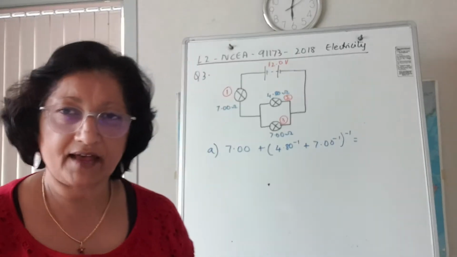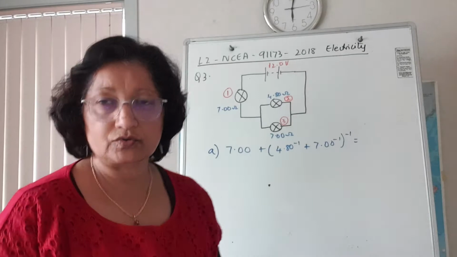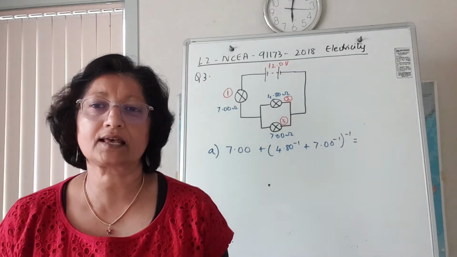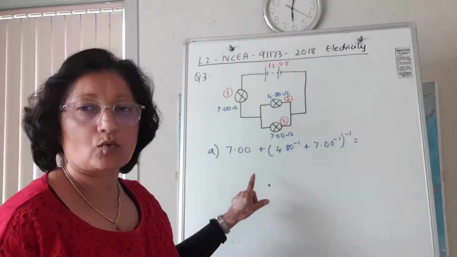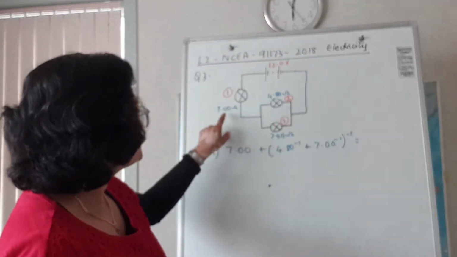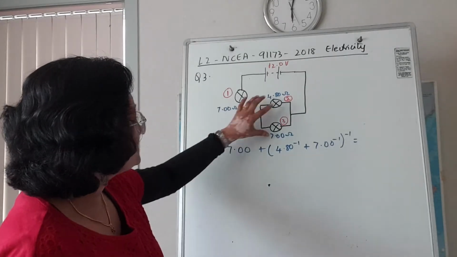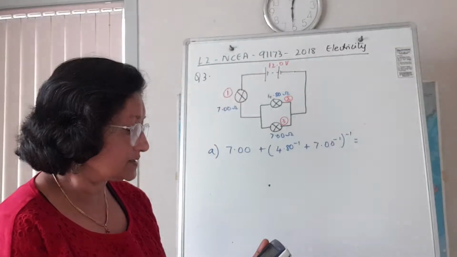Hi everybody, I've had a request to work through question 3 of the level 2 2018 NCEA electricity paper. This is the circuit diagram, and question 1 was to calculate the total resistance of the circuit. So you have this lamp in series and those two are in parallel. That's how you calculate the total resistance.